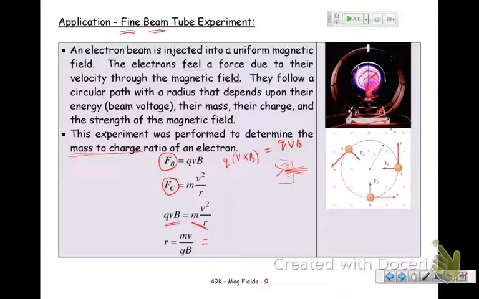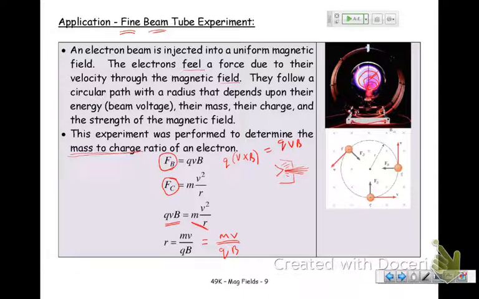Rearrange. The radius is equal to the mass of the charge carrier, in this case an electron, times the velocity. If you make it a bigger velocity, it's got more energy, so it wants to go in a straight line more. Over the Q times B. More charge, it's going to curl more. Bigger magnetic field, it's going to curve more. So it works out quite nicely. It's a very nice experiment.